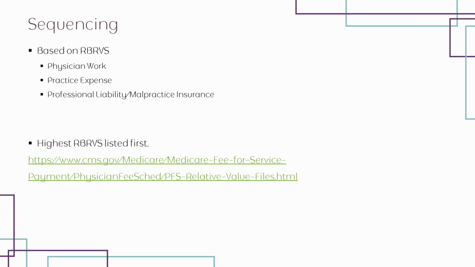When sequencing multiple procedures, the code with the highest total RVU is listed first. Subsequent codes are listed in descending order based on their RVU values. This ensures that payers correctly apply any multiple procedure payment reductions or bundling rules according to the correct code hierarchy. By following proper sequencing based on your RVUs, coders help ensure accurate claims processing and appropriate reimbursement for the services provided.